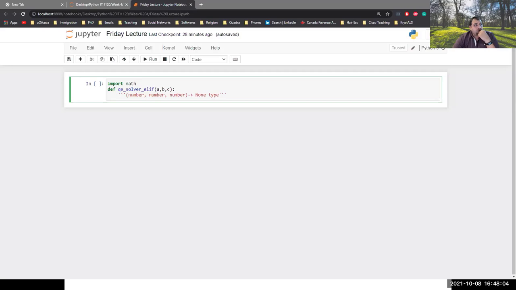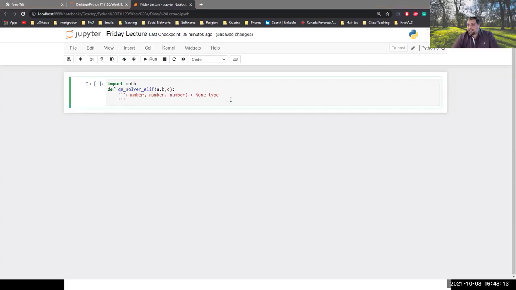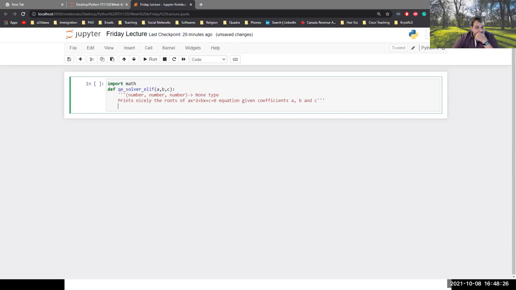Now, after this, we have to say that this function does the following. It prints nicely the roots of a quadratic equation given the coefficients, okay? Now let's go ahead and do the steps. First, similar to the BMI, we have to use something to determine if our function is quadratic or not. So based on what? Based on the discriminant that I gave you.